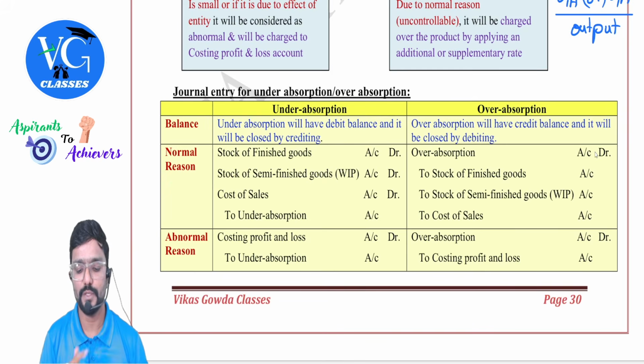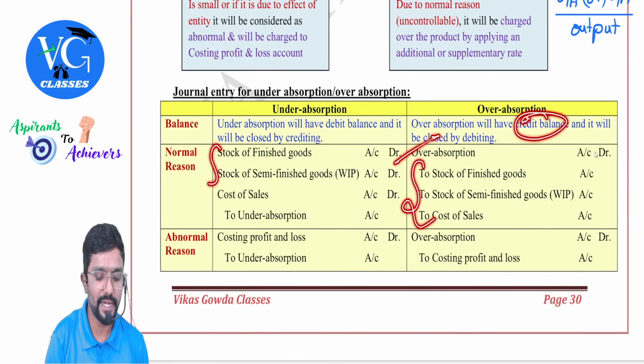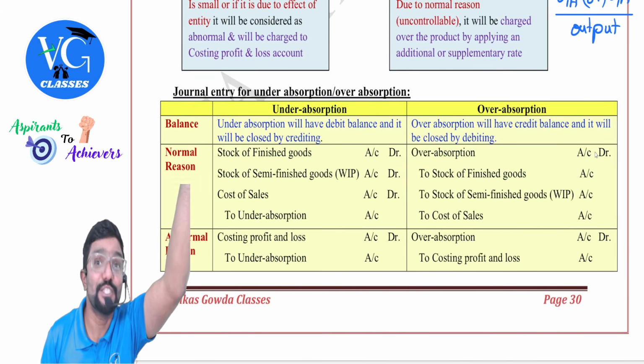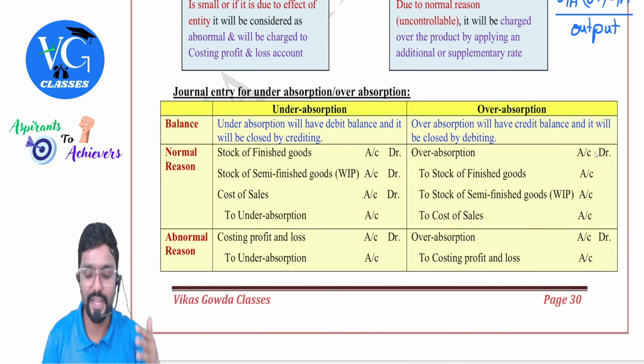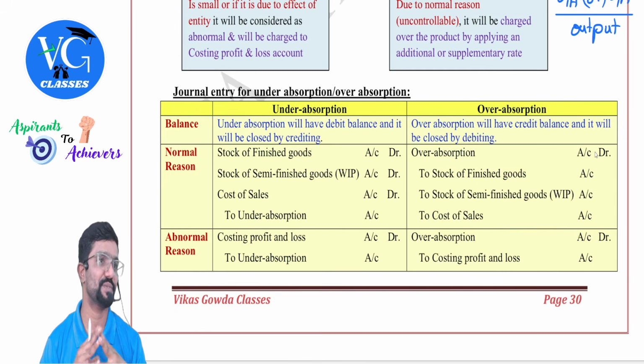Sir, what if it is over absorption? Over absorption means it will have credit balance. How do I close it? By debiting it. What should I credit, sir? The same items which I debited earlier, I should credit here. Why are you crediting it, sir? I already charged more. How will I remove it now? By giving a credit. Normally, these accounts will have debit balance, but I already charged more. Over absorption. I have already debited more. How will I remove that excess? By giving credit.